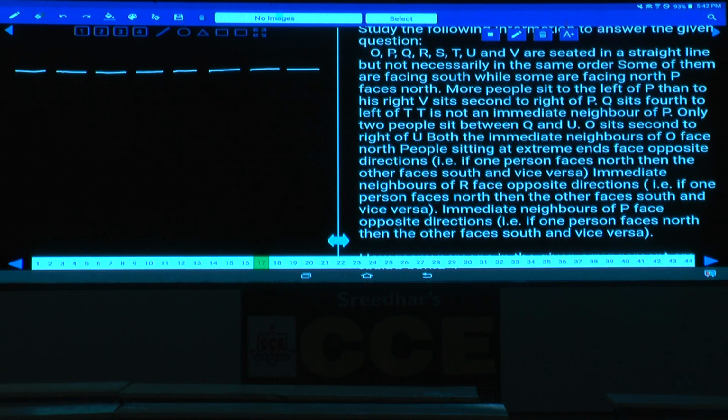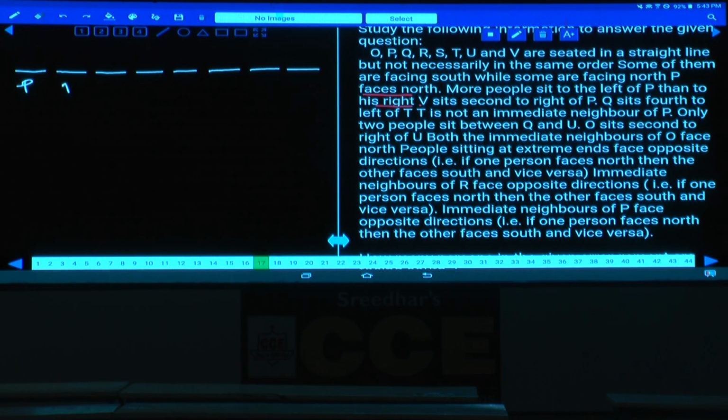Well, P faces north, clearly given. Now this P is facing towards which direction? North. More people sit to the left of P than to his right hand side, isn't it? Now as P is facing north, tell me whether P can be at this place. If P is here, how many persons are there? 0 on the left, and on the right hand side there are 7 persons, which is not possible because the left hand side should be more than the right hand side.